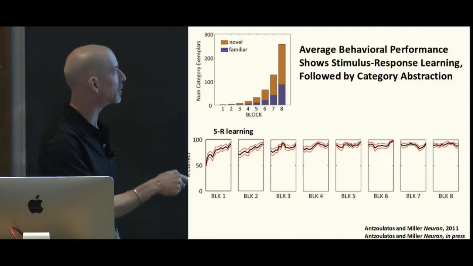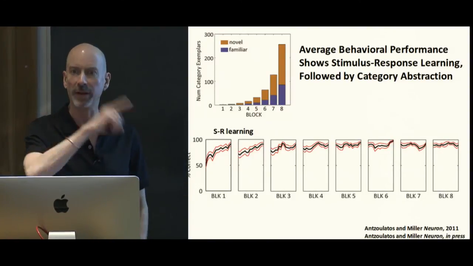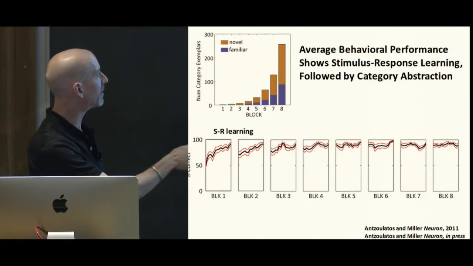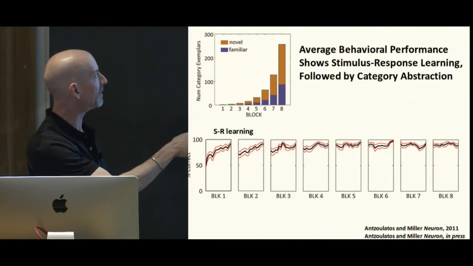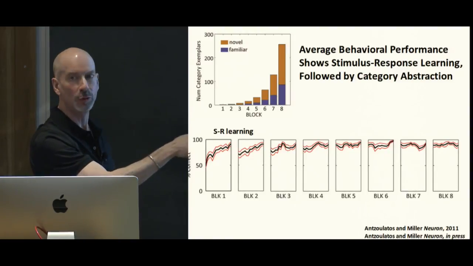So here's the first block of trials. The monkey's just getting 2 novel exemplars. Chance is 50%. Look to the right, look to the left. Just guess. So the monkey starts at chance, quickly gets up to about 80% correct, which is our criterion. Once the monkey got to 80% correct, we added two novel exemplars.